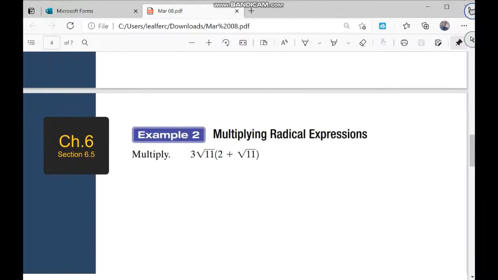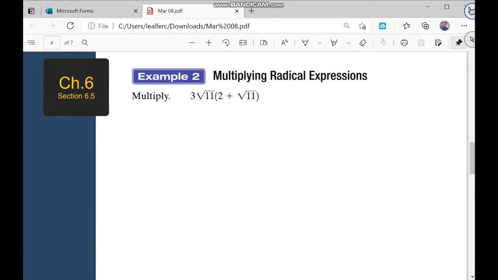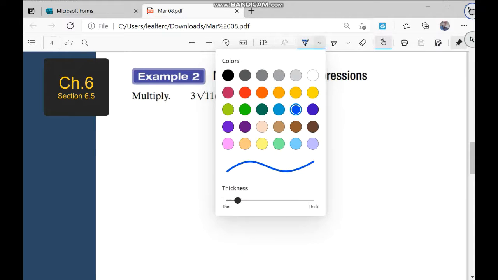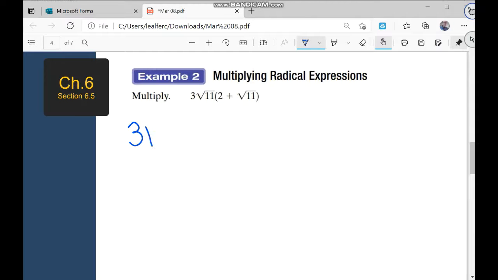We have an example. Multiply. Let me write it down. We have 3 square root of 11 times 2 plus square root of 11. Okay. In this situation, the first factor has one term. The second factor has 2 terms. You need to remember and apply the distributive property. That's going to be the trick today.